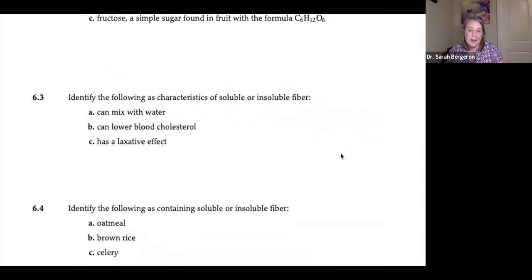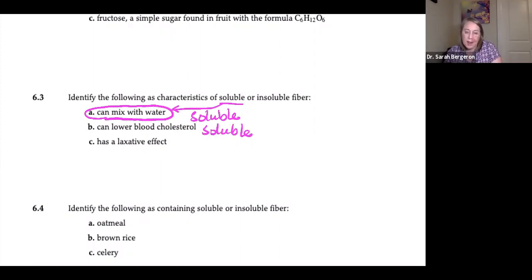Identify the following as characteristics of soluble or insoluble fiber. So if it is soluble, by definition, it can mix with water. So that is the actual definition of soluble. So that is soluble. Can lower our blood cholesterol. That is soluble. And then has a laxative effect. That was our insoluble fiber. Okay, and that is all of our practice problems.